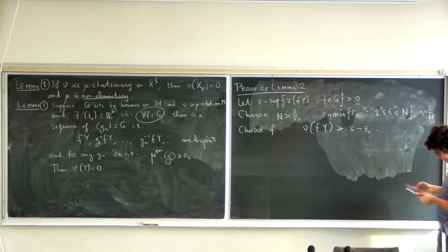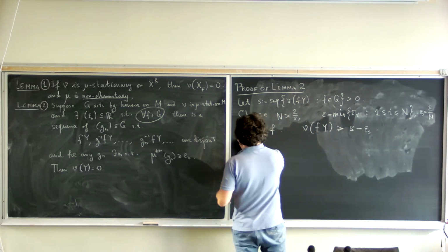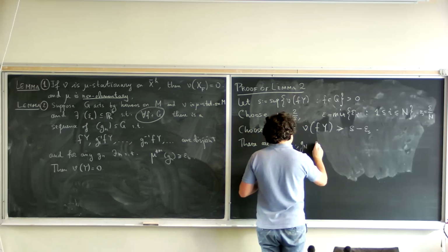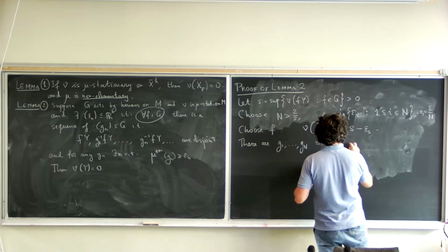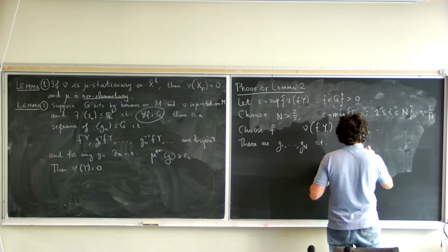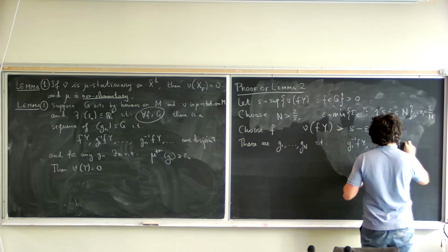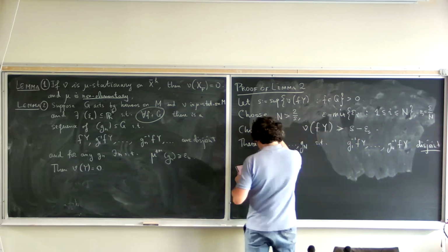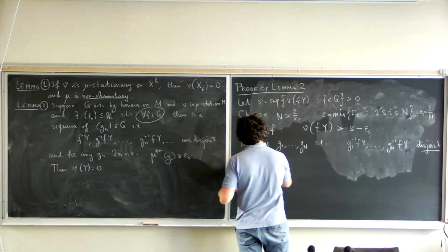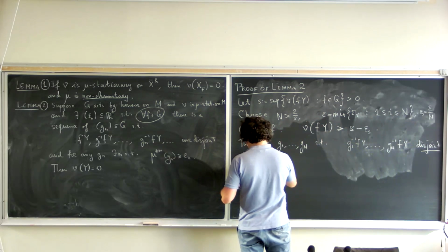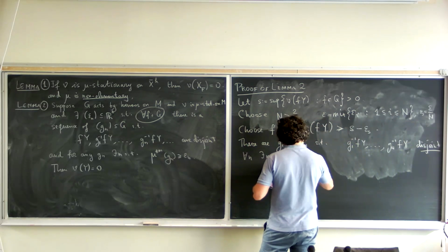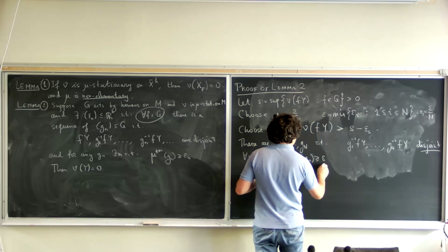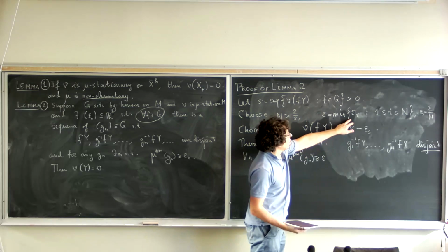Okay. And then we know that there are G1, ..., Gn such that they are disjoint. So G1 inverse F1, ..., Gn inverse F1 are disjoint. And for any n, there exists some m such that mu star m of Gn is bigger than epsilon, because we pick epsilon to be the minimum of the first n.